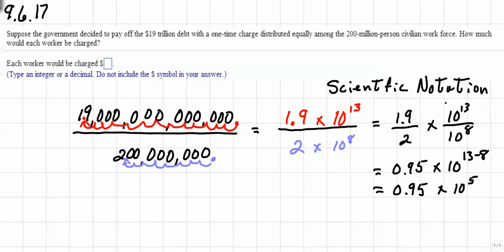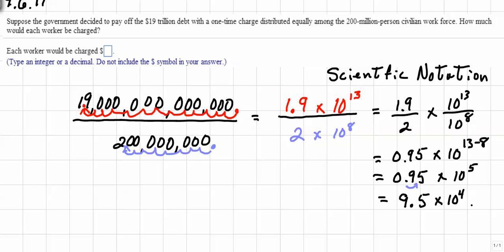Now, the problem with this is this 0.95 is not in proper scientific notation, and I must move the decimal point to the right 1 unit. If I move it to the right 1 unit, that means that I'm going to subtract 1 from the exponent 5. And I'm going to end up with 9.5 times 10 to the 4th power. And as I look at this, 9.5 times 10 to the 4th power, that means that I'm going to move the decimal point to the right 4 places to write it in standard notation. And I end up with 95,000, and that's going to be my answer.